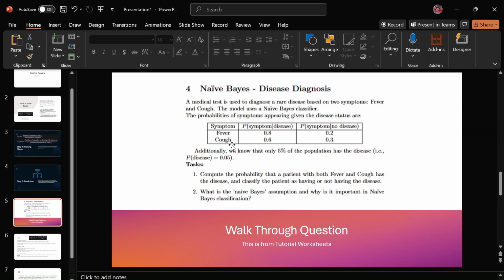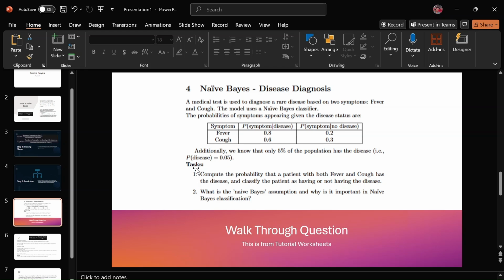So, we can see that they've given us the probabilities of the symptom occurring given they have a disease and also given that they don't have the disease. And these are the symptoms here. Another fact that they tell us is that we know that only 5% of the population has the disease. This is what we call the prior probability. And it was the second term in the numerator of the Bayes equation. And it's because this is what we're already going to assume before we've looked at the new data.